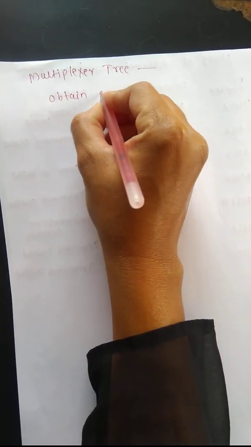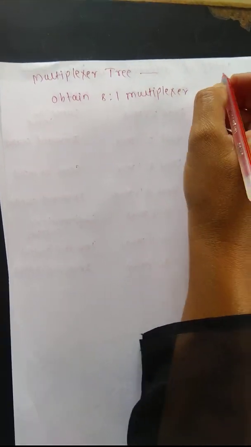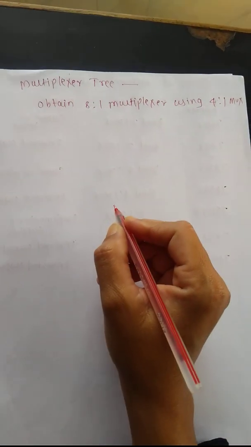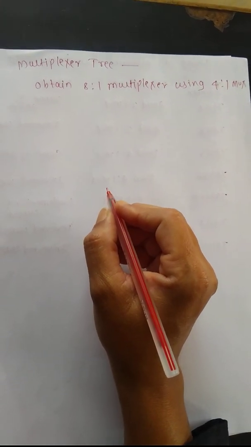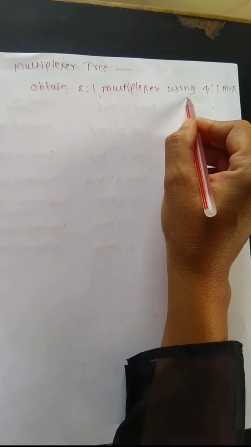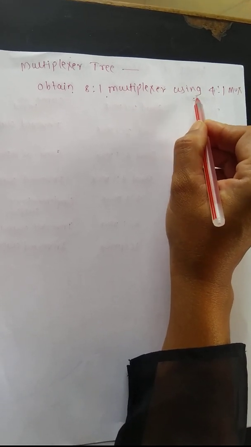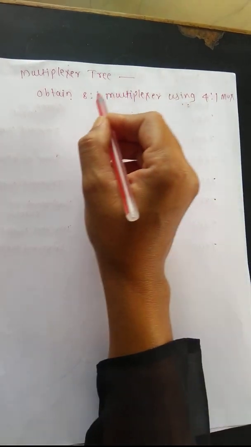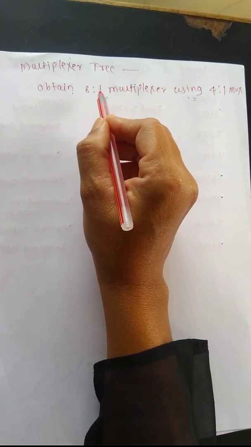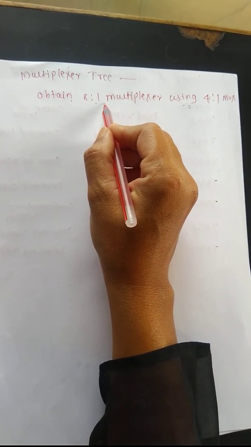First problem: obtain an 8:1 multiplexer using 4:1 multiplexers. First, how many 4:1 multiplexers are required to obtain 8:1? Cascading two 4:1 multiplexers results in an 8:1 multiplexer.